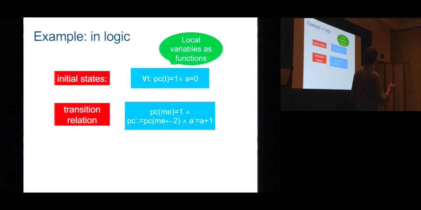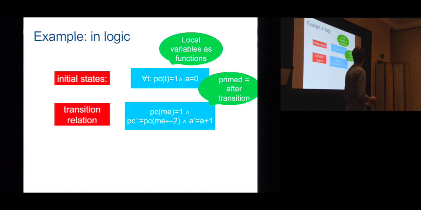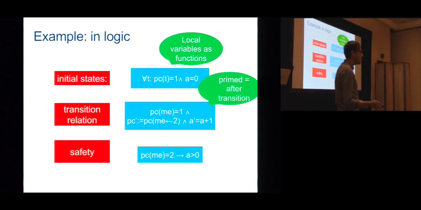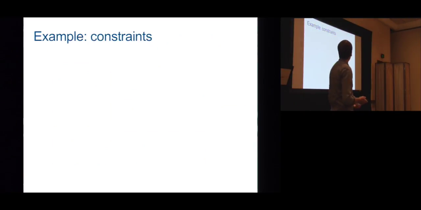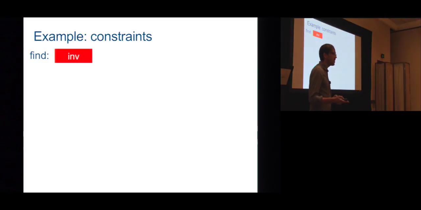Okay. So this is a transition: a particular thread me is going to make a move, and what it's going to do is update its program counter to 2, PC prime, which is the variable after, and so the function is the same as PC except for position me, where it's 2, and similarly A is incremented. If there's some thread me at position 2, then this implies A is bigger than 0.